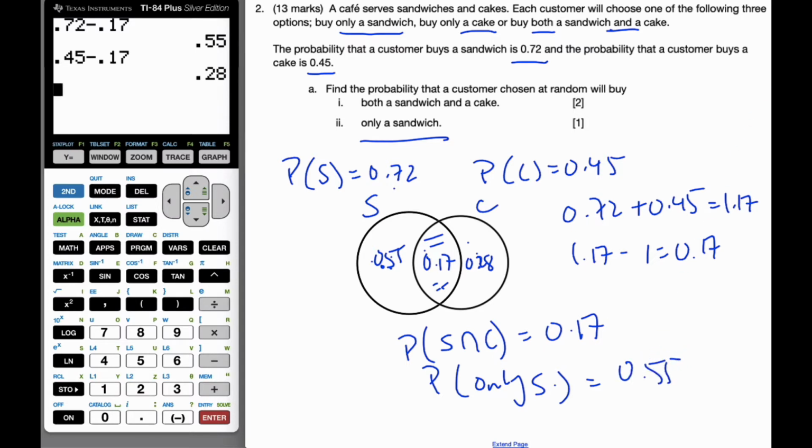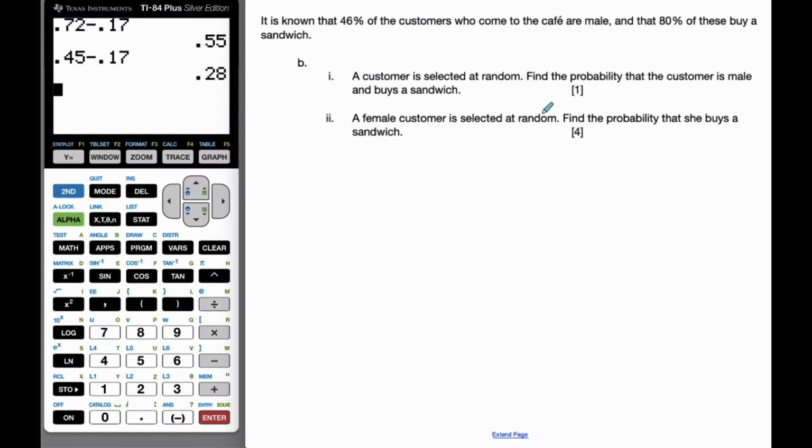Okay, moving forward with this scenario, we're also told that it's known that 46% of the customers who are coming are male. So the probability of being male is 0.46. Hence the probability of being female is 0.54.